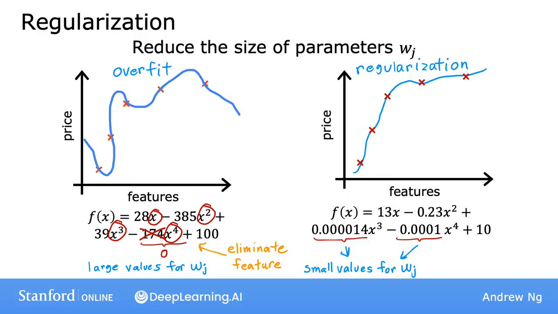By the way, by convention, we normally just reduce the size of the wj parameters, that is w1 through wn. It kind of doesn't make a huge difference whether you regularize the parameter b as well. You could do so if you want or not if you don't. I usually don't, and it's just fine to regularize w1, w2 all the way to wn, but not really encourage b to become smaller. In practice, it should make very little difference whether you also regularize b or not.